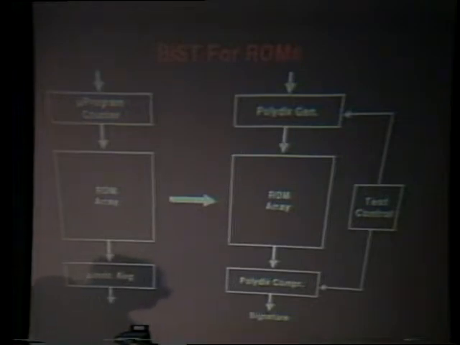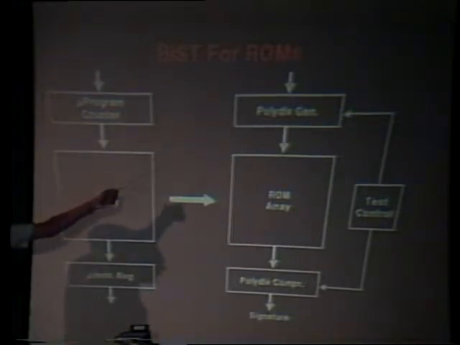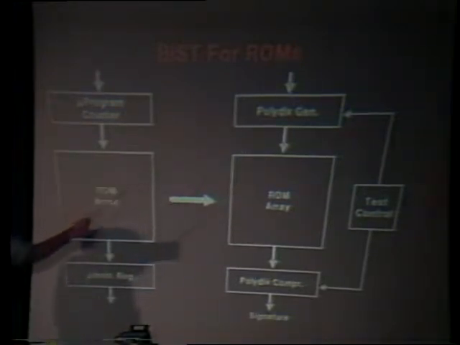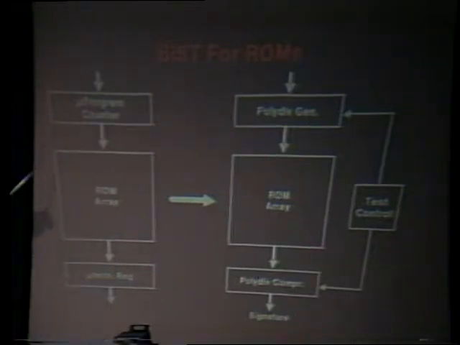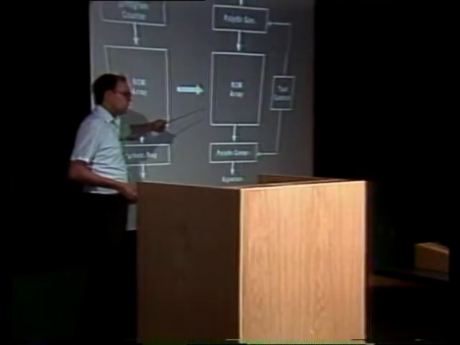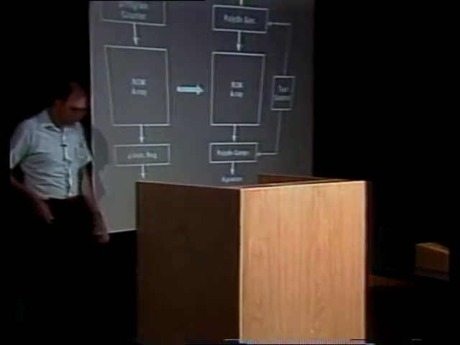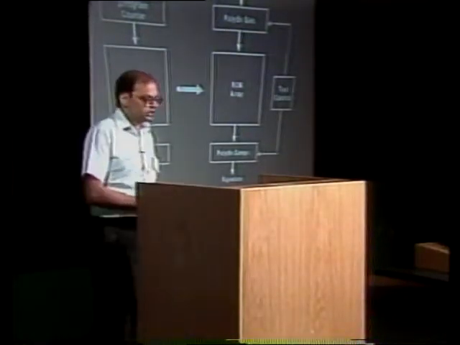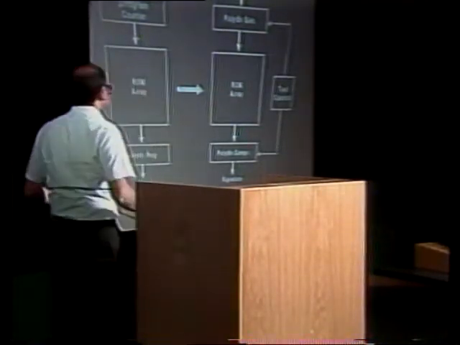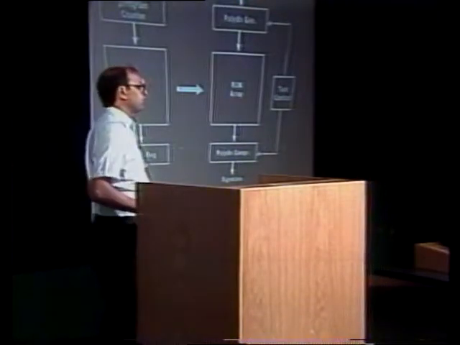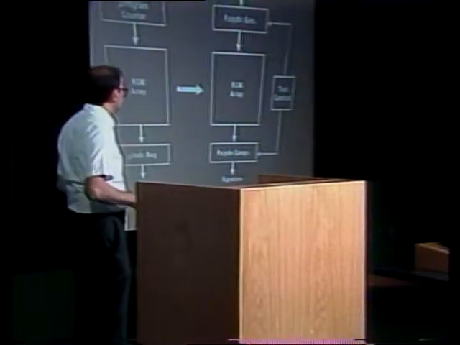In fact, we don't really have to have a linear feedback shift register generator here. You could use the microprogram counter, which may already be there in the system, to drive the addresses to the ROM. And as you are reading out the ROM, you could be collecting the signature. So instead of looking at millions and millions of bits of ROM, you could be just looking at the final signature to determine whether the ROM is OK or not.